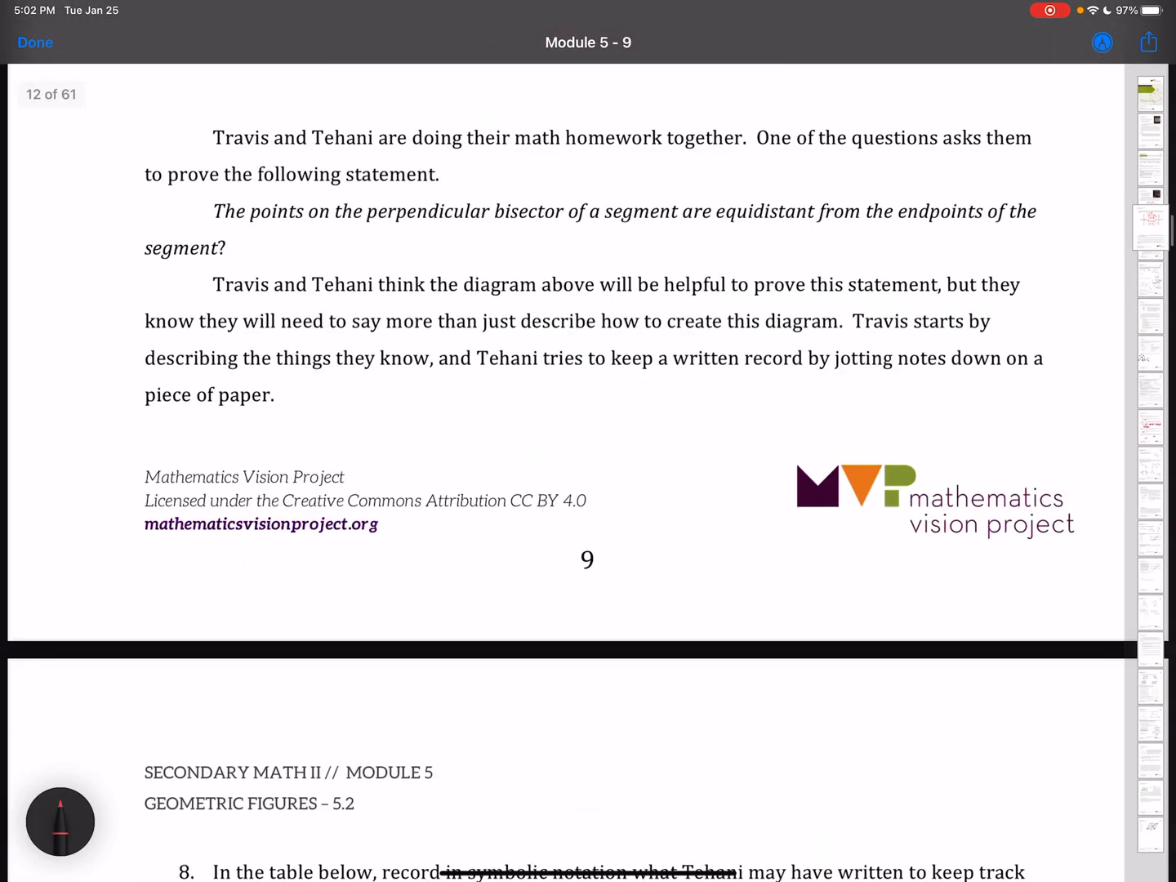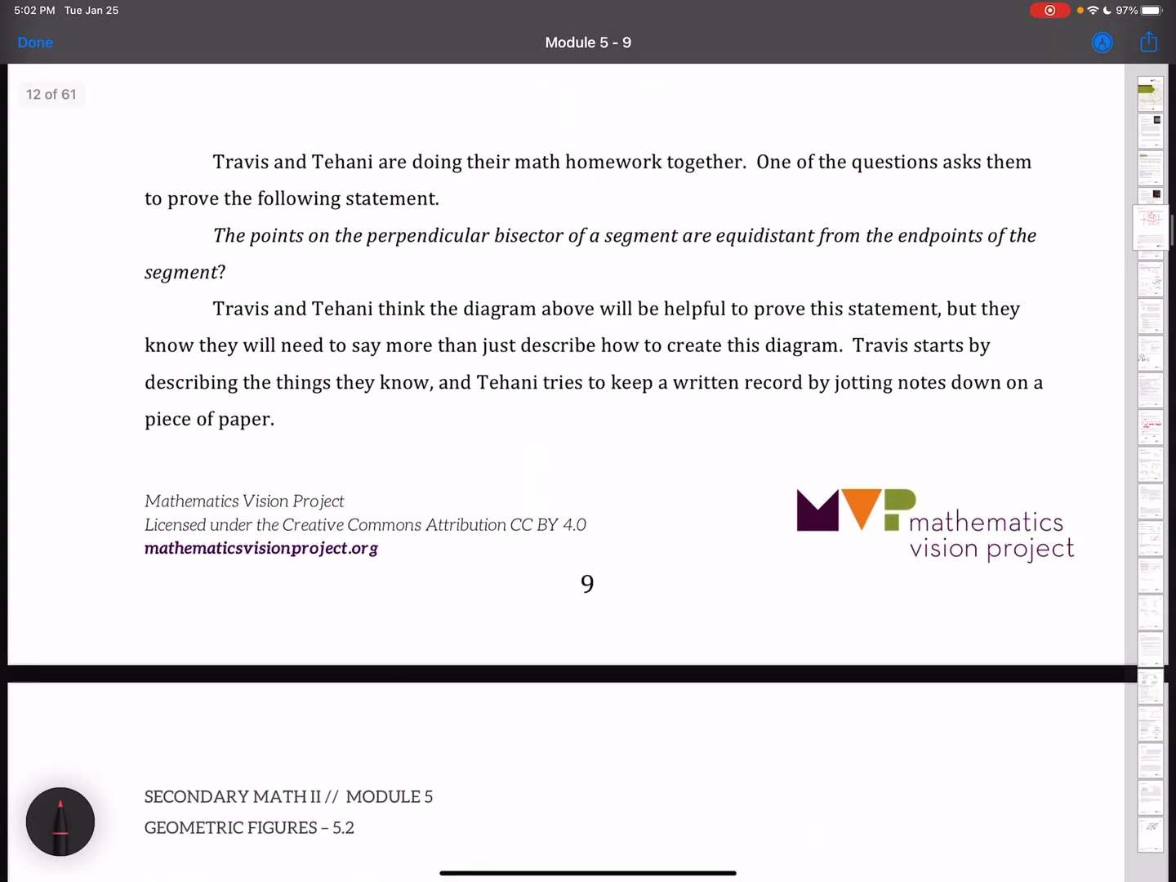Now let's look at number 8 in just a moment after we read a little bit about Travis and Tahani, our old friends. They're doing their math homework together. One of the questions asked them to prove the following statement. Now that word prove is interesting. When we're proving our point, we are trying to convince somebody that our point is accurate or correct, right? So we are here now trying to figure out how to prove this statement with Travis and Tahani. It says, the points on the perpendicular bisector of a segment are equidistant from the endpoints of the segment.